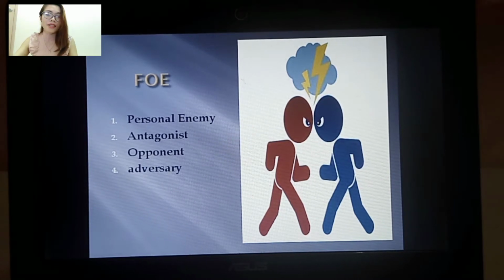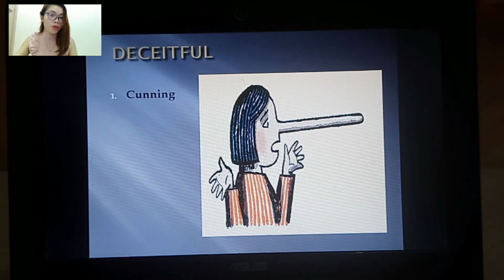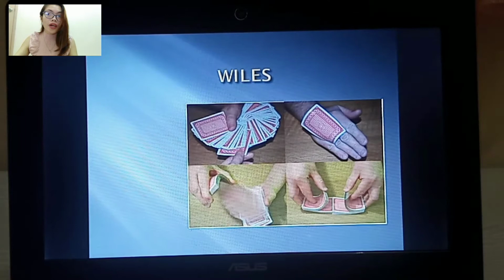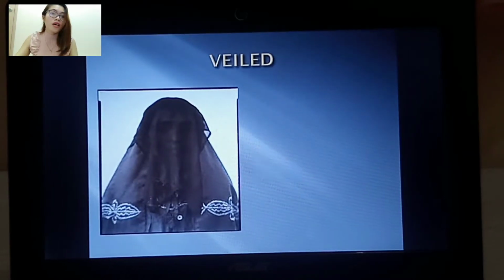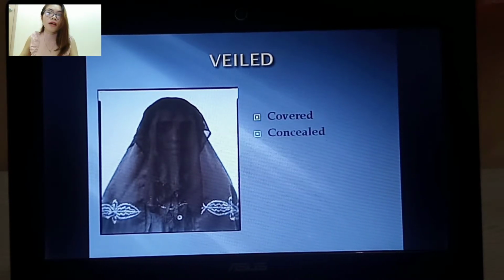Okay. Next is the word deceitful. Deceitful comes from the word deceit, which comes from the word deceive. Deceive is to lie, which is the foe, right? So deceitful means cunning, devious, or dishonest. The word wiles means trickeries or deception or trap. The word veiled means covered with something or concealed or shrouded in something.